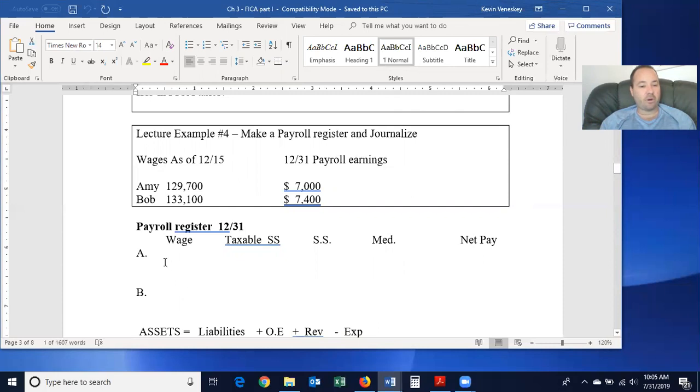So I want you to think about it. We're going to put here for employee A, Amy, her wage is $7,000. And employee B, their wage was $7,400. Now, taking that information, figure out how much is left to be taxed for Social Security for each person, maybe all of it, maybe none of it, or partial. And then figure out their taxes as well. So this one will take you a few more minutes, 4 or 5 minutes. Go ahead and pause the video, and then we'll go through the answers.